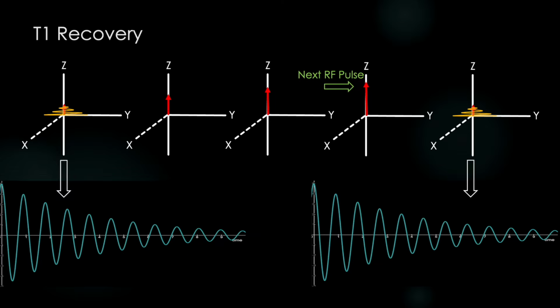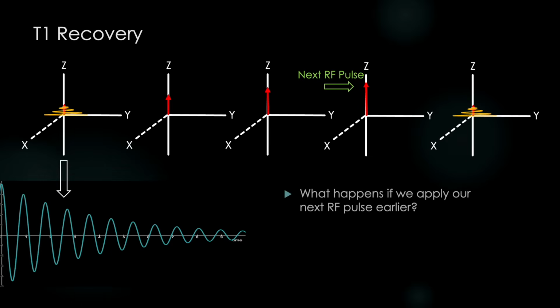Are we good? So here's the million-dollar question. What happens if we apply our next RF pulse earlier? If we don't wait for our net magnetization to fully regrow back to its maximum value before again knocking it down? What do you think our signal recorded will look like now?